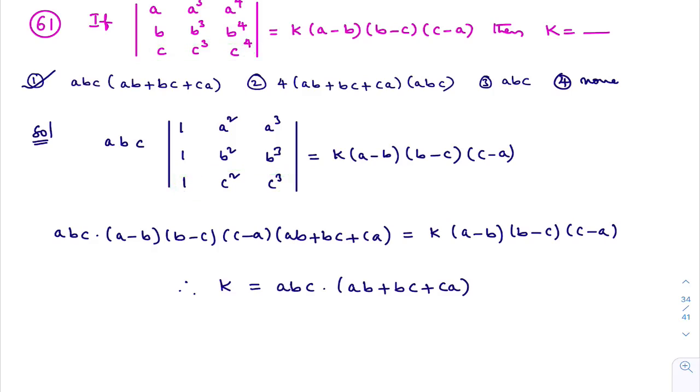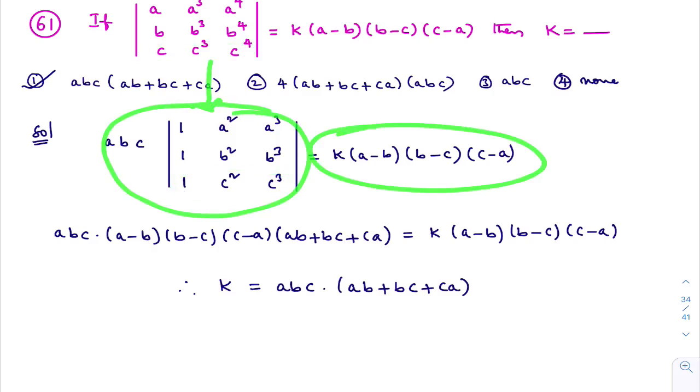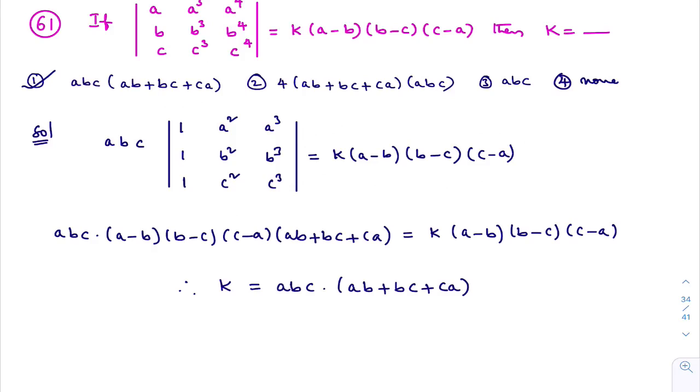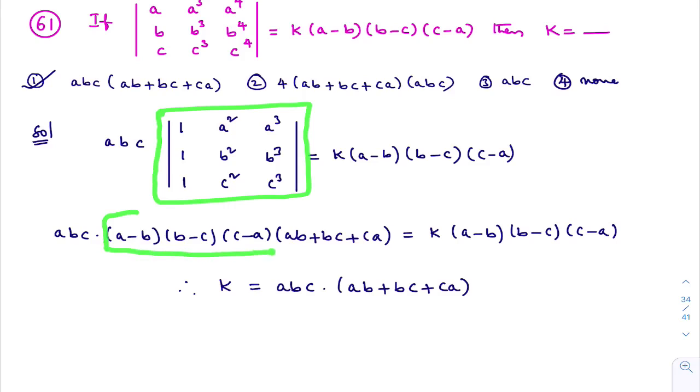They have given that the value of this determinant is k times (a minus b) into (b minus c) into (c minus a). So we get abc into this determinant. This determinant we calculated in PUC. However, in the synopsis tips and tricks part, they have given this as a direct formula: the value of this determinant is (a minus b) into (b minus c) into (c minus a) into (ab plus bc plus ca). You need to memorize this.